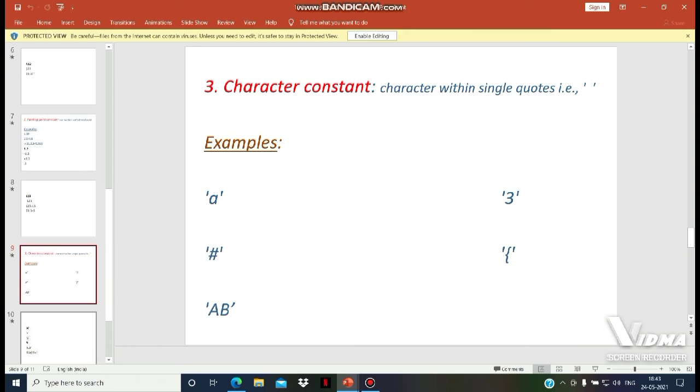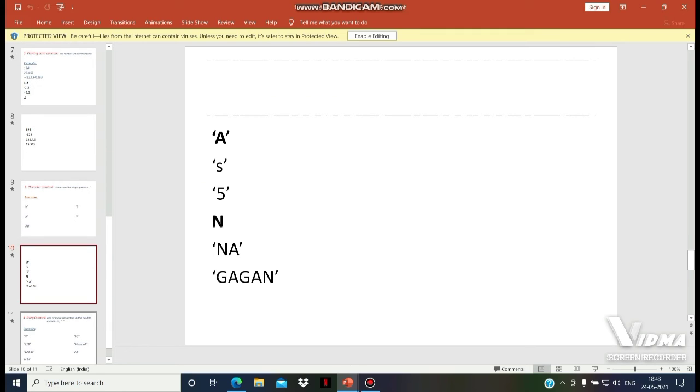AB is not a character constant because only one character should be enclosed within single quotes, but here there are two characters, A and B. Next, A within single quotes has only one character, so it is valid. S within single quotes and only one character is valid. 5 within single quotes and only one character is valid. N is invalid because it is not enclosed within single quotes.